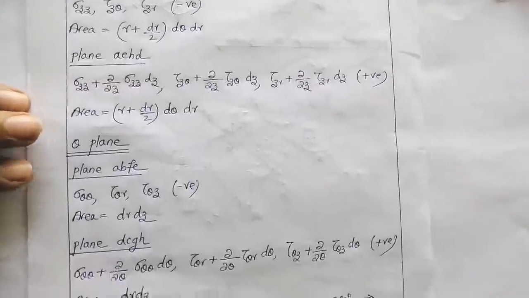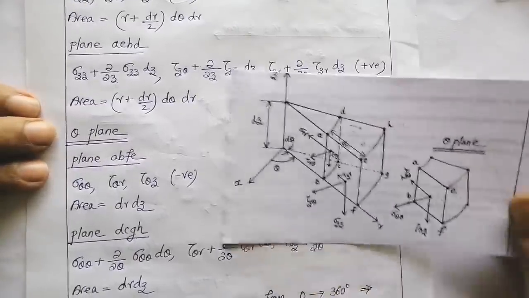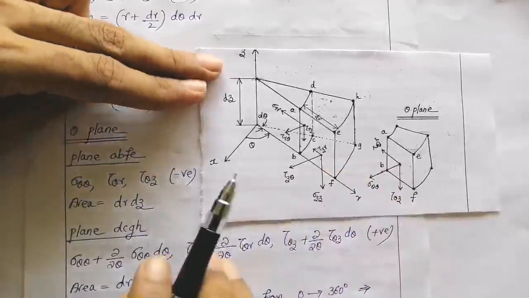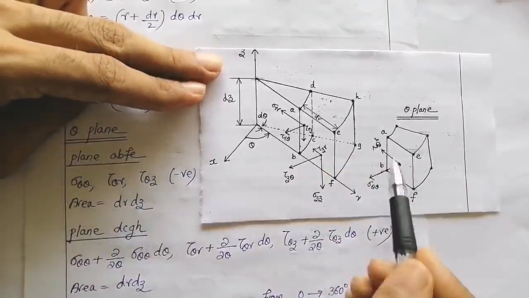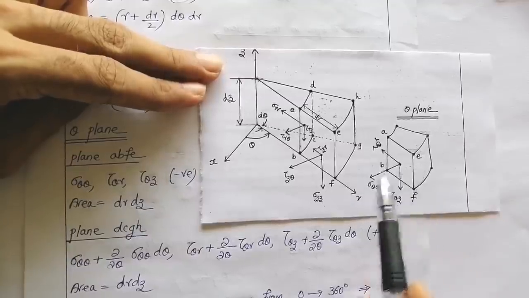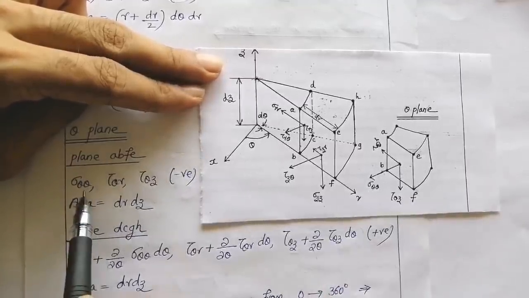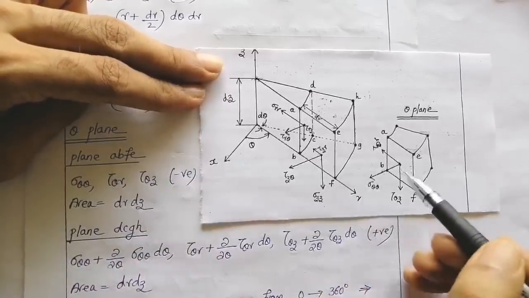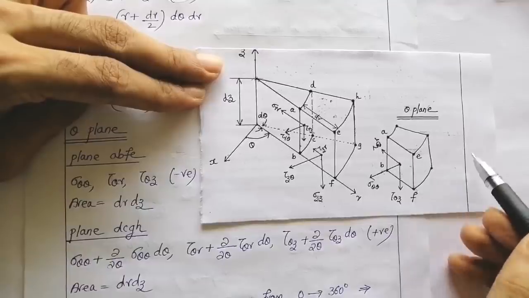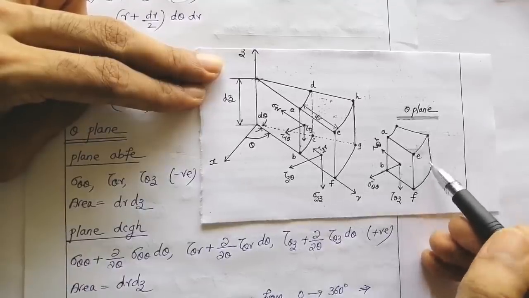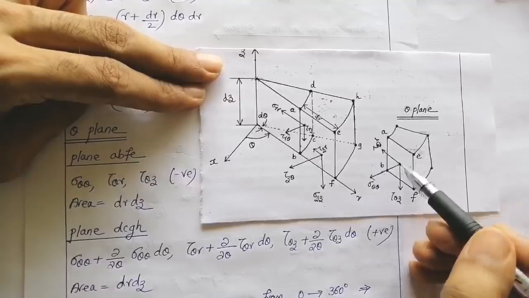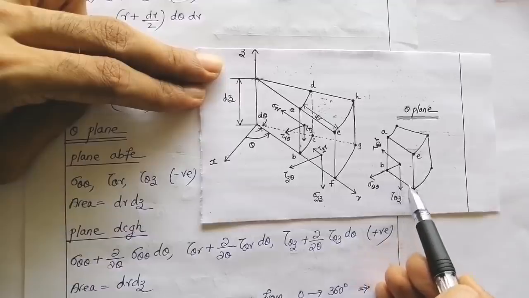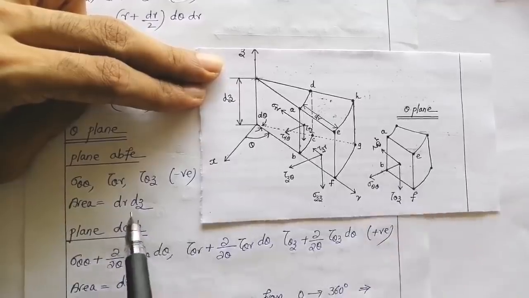Now, let us analyze the theta plane, plane ABFC, ABFE. The stress components are sigma theta theta, tau theta r, tau theta z as negative. We have marked them negative because the positive direction is anti-clockwise. So, the stress components on the front plane will be positive, and the stress components on this plane will be negative. What is the area? This dimension is dr and this dimension is dz. So, the area is dr dz.